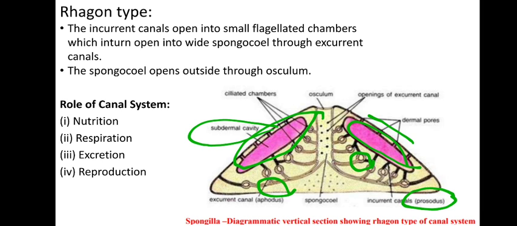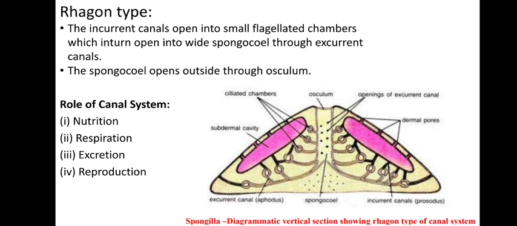In the basic leuconoid type you won't find a subdermal cavity, but in Rhagon type you find a subdermal cavity in the mesenchymal area. The mesenchymal area has become much thicker. Since it has similarity with, or is derived from, the Rhagon larval form, this type of canal system is called Rhagon type. It is actually a leuconoid canal system derived from the Rhagon larva kind of canal system. The structures are almost similar, with aphodus, prosodus, etc. The addition is the subdermal cavity.